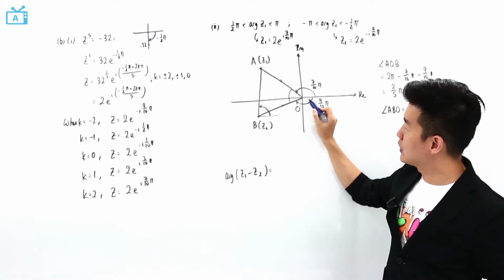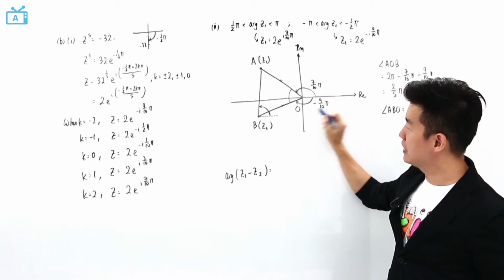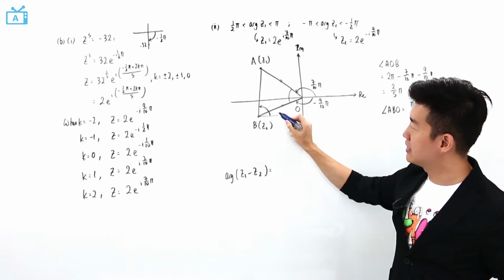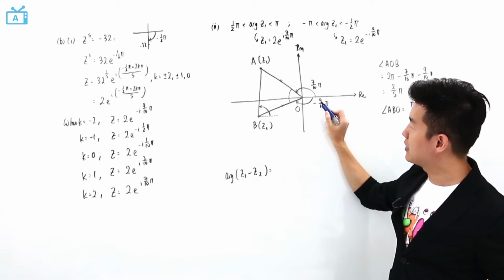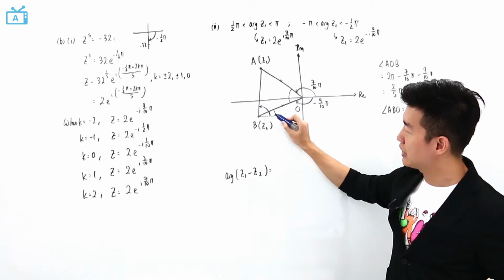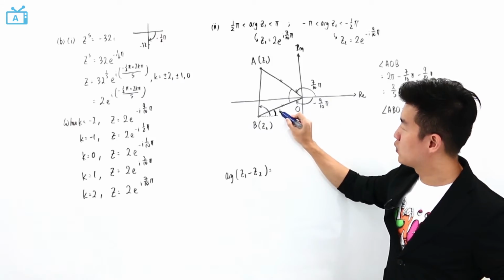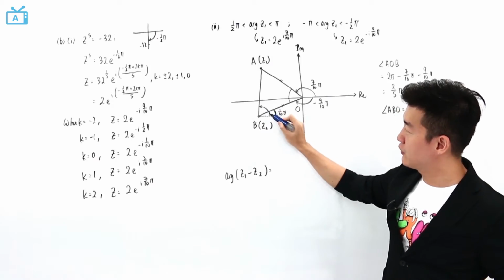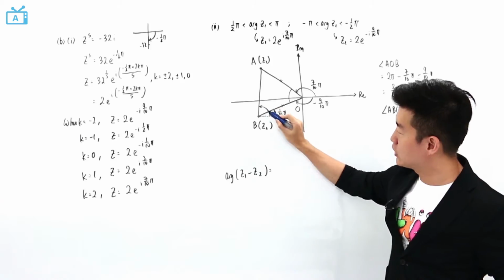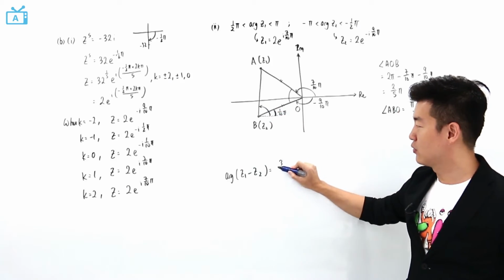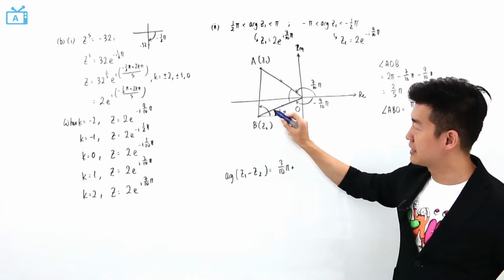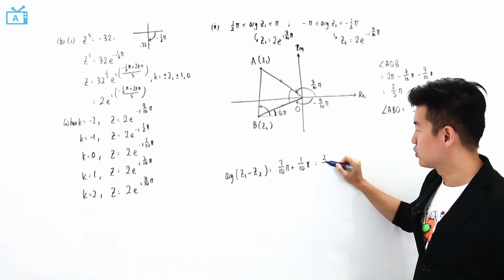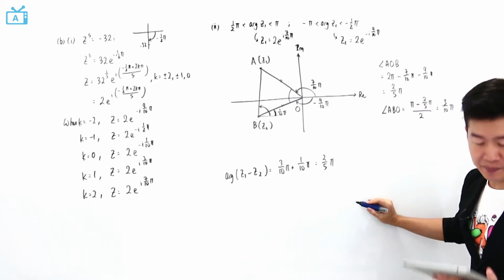How do we know that? Because here is 9 over 10 pi, by interior angles, where the two parallel lines are here. That means this angle here is going to be pi minus 9 over 10 pi. So this little angle here is going to be 1 over 10 pi. So the angle that we are looking for, the argument, is going to be this angle, which is 3 over 10 pi, plus this angle, which is 1 over 10 pi. And this is equal to 2 over 5 pi.